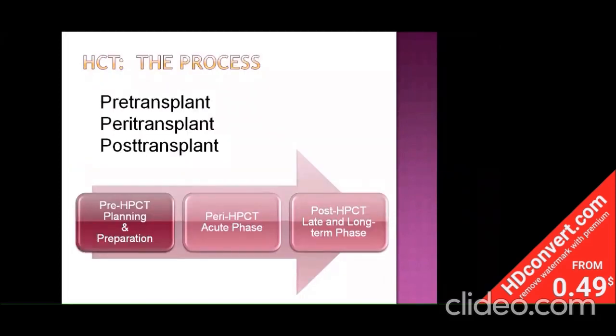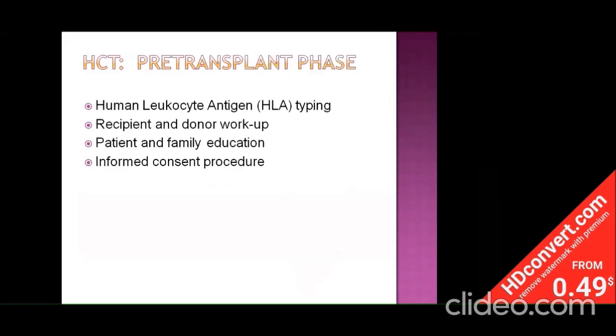The process of transplant has a pre-transplant phase, a peri-transplant phase, and a post-transplant phase. The pre-transplant phase is about planning and preparation for the patient. Peri-transplant is the acute phase of the transplant, when the patient goes through the transplant. Post-transplant is about the late and longer-term complications. For pre-transplant, a lot of things are involved; I have mentioned only the basic important points here.